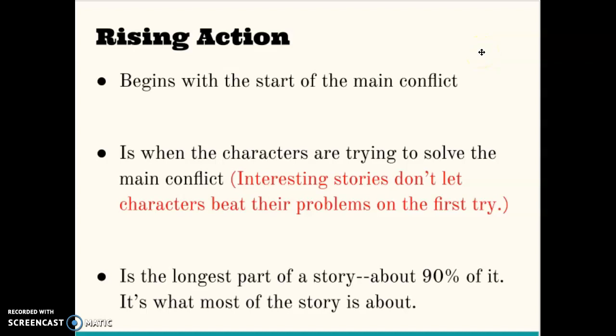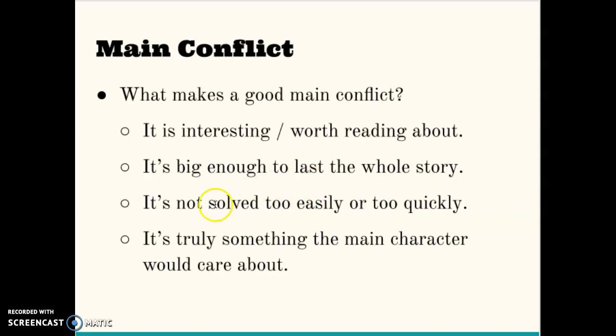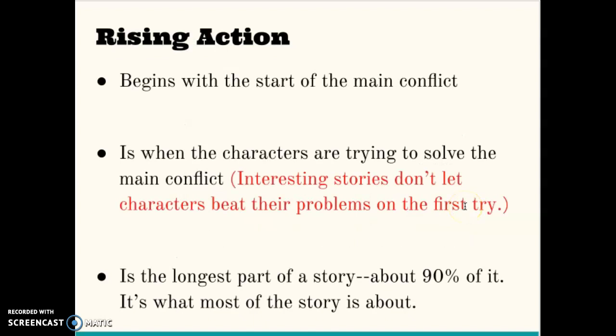Now we're on to rising action. So the rising action begins with the start of the main conflict. This is where the characters are confronted by the conflict, and then they have to try to solve it. Interesting stories don't let characters beat their problems on the first try. So this goes back to the last slide. It's not solved too easily.